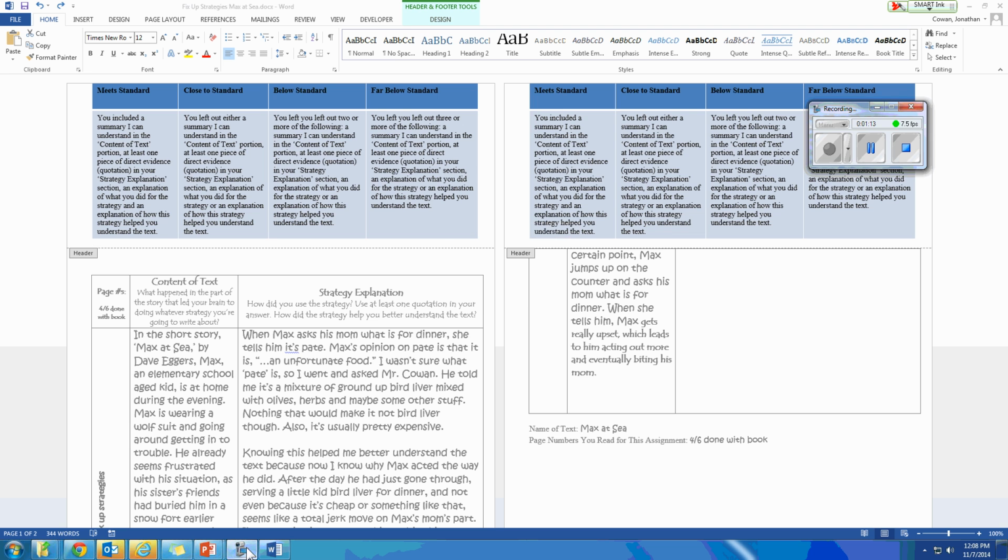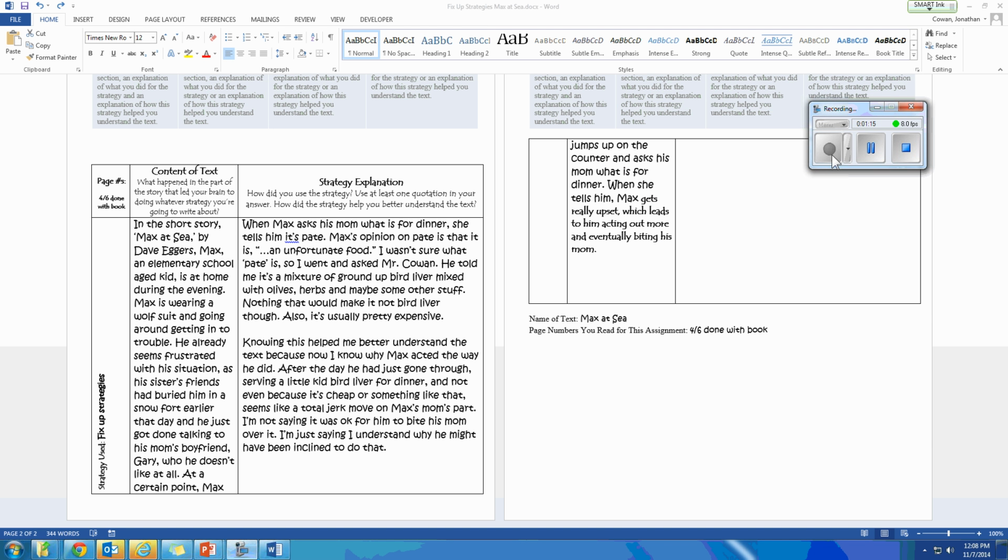the actual example. In the actual example, I have my summary. Remember that my summary always relates directly to the strategy. It's not a summary of the whole book so far. It's a summary of the information in the text that relates to what I'm going to do for the strategy. In this case, fix-up strategies.